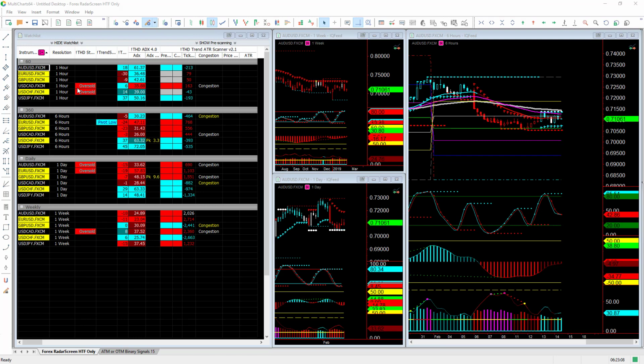So for example, I can see that the USD CAD and the USD Swiss franc are currently oversold on the 1 hour. Then if you look at the Aussie dollar and the euro dollar, they are oversold on the daily, and the USD CAD is oversold on the weekly.